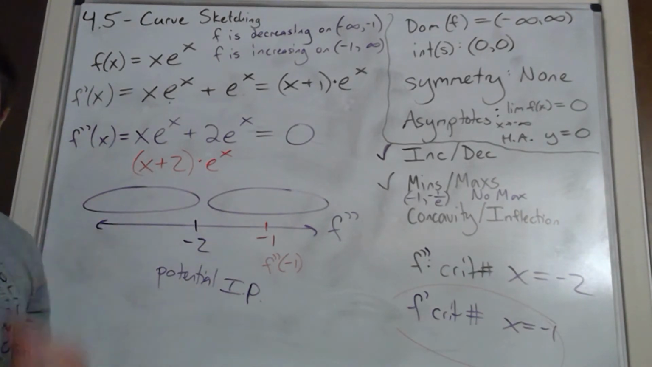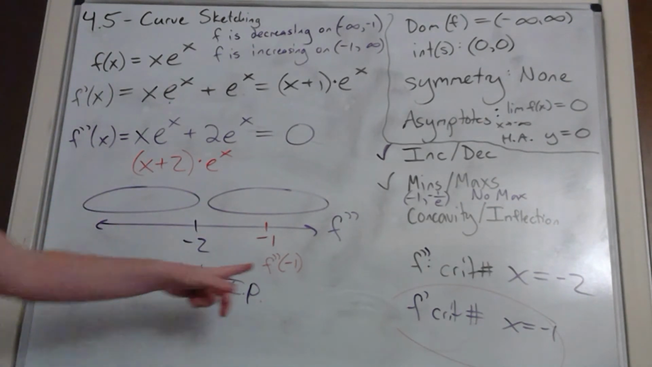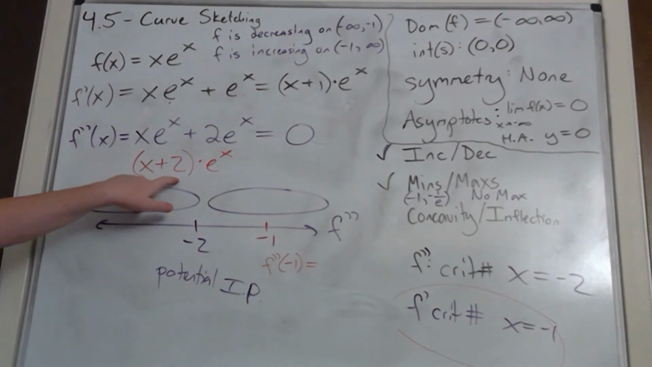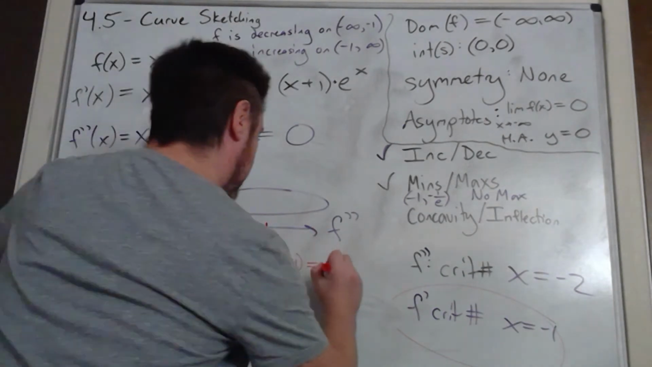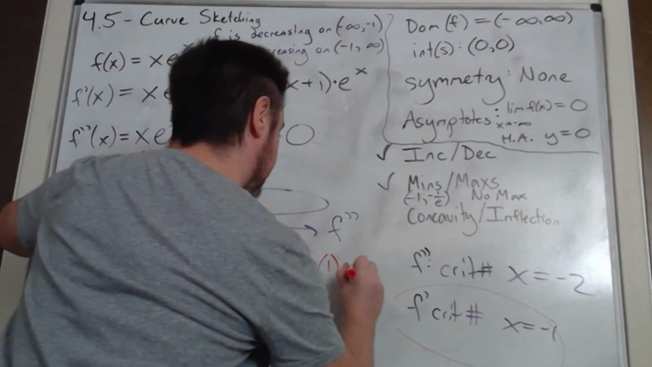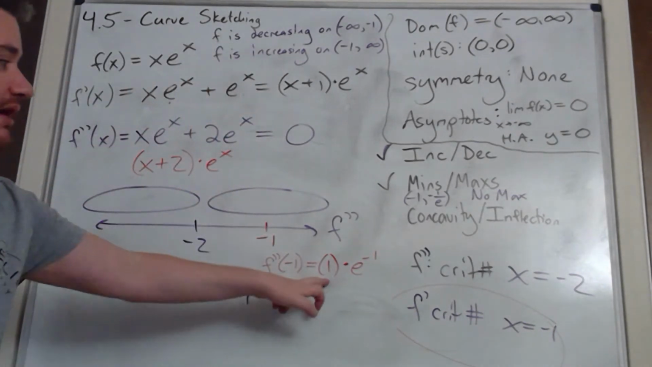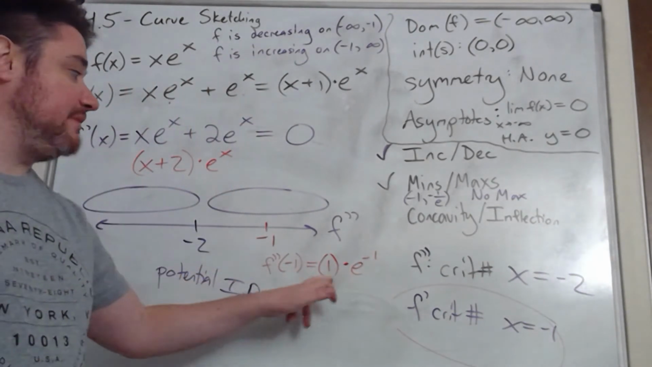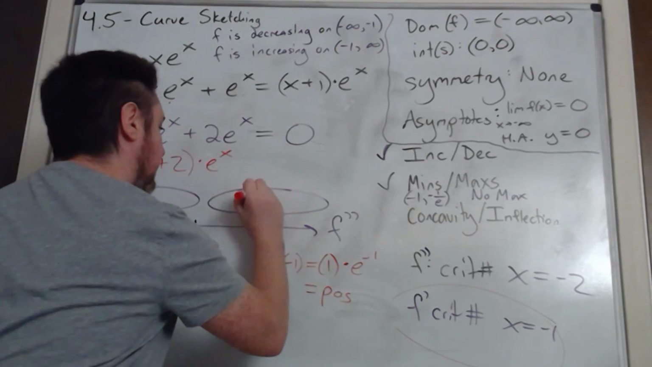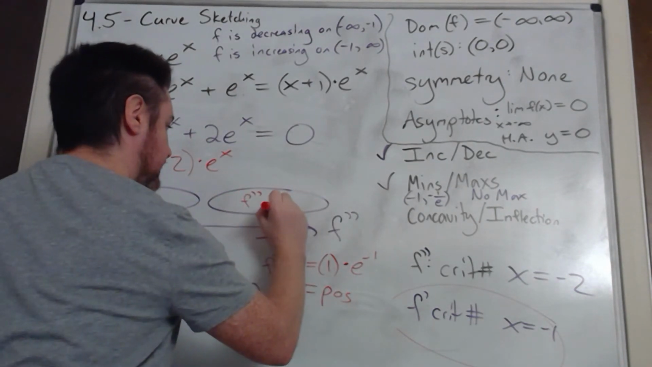Because I'm really just looking for positive versus negative. So f of -1 is going to give me -1 plus 2, which is going to give me overall a positive 1, times e to the -1. Well, 1 is positive, e to the -1 is positive, positive times positive is positive. So f double prime is positive here.